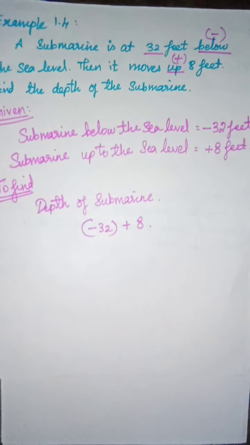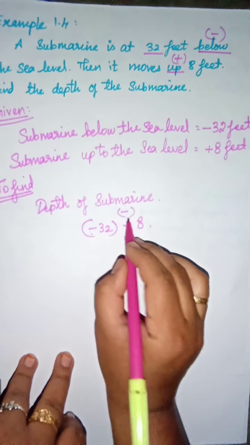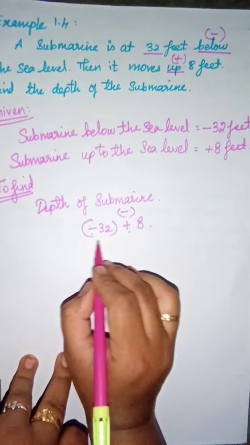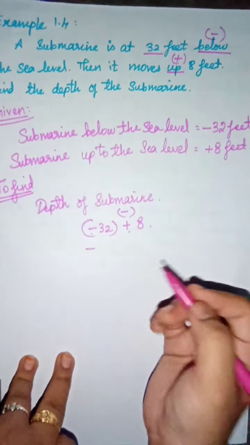That's all. Can you understand? If we add both, it is minus 32 plus 8. That's all. So we can do it as usual, using the usual method, that is, addition of integers. Here it is minus, here it is plus, so it is subtraction. Then which one is the biggest number? It is 32. So we have to write the negative sign in the answer itself.